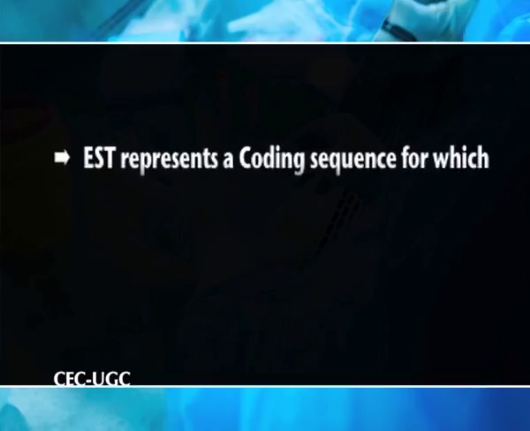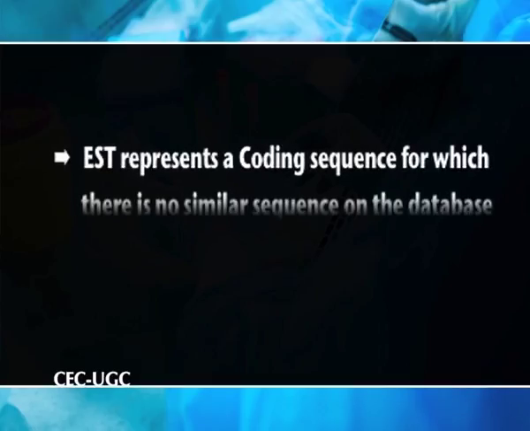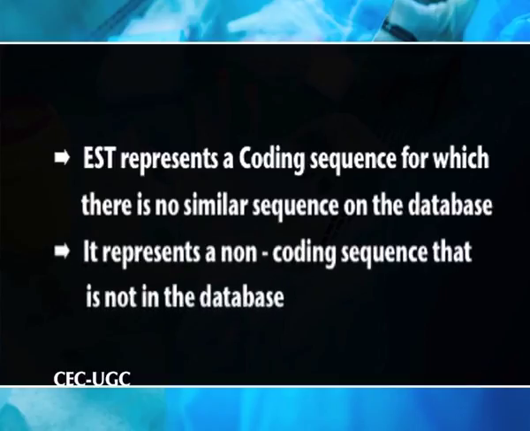Either, first, the EST represents a coding sequence for which there is no similar sequence in the database, still a distinct possibility, or second, it represents a non-coding sequence that's not in the database. It's critical to the interpretation of the EST analysis that a distinction is made between these two situations.